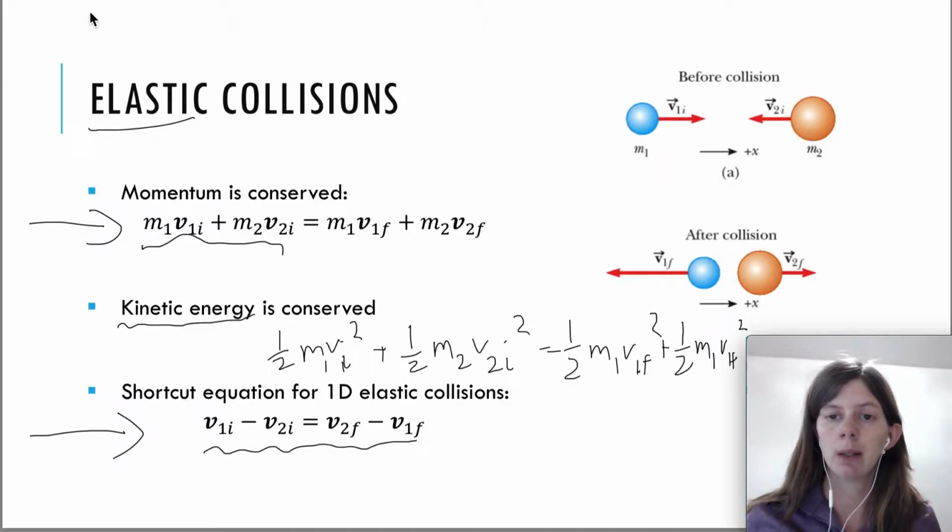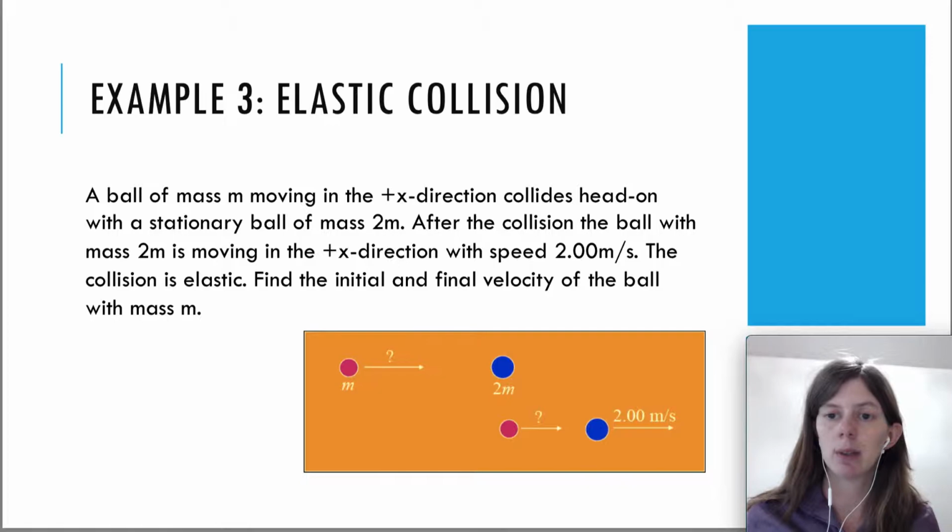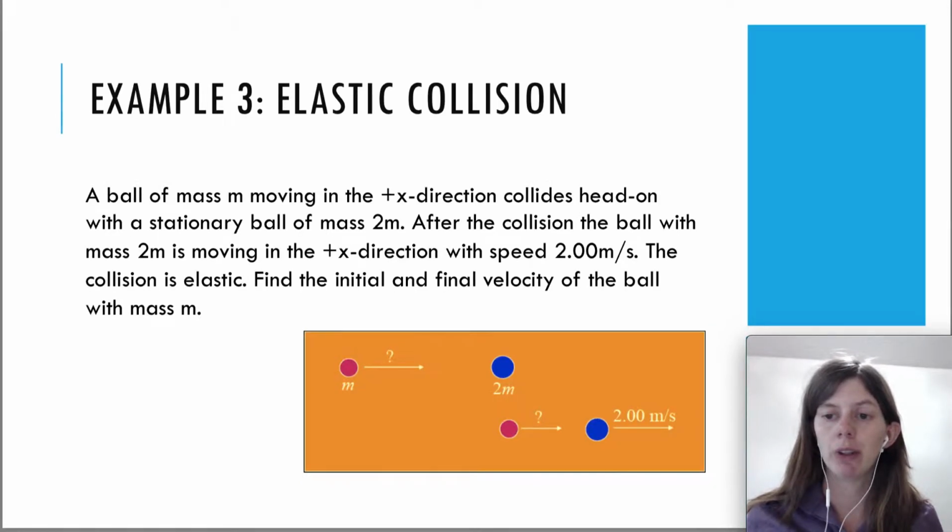So with that in mind, let's take a look at this example, which is the only example that I have for this video. We have a ball of mass m moving in the x direction. This red one here collides head-on with a stationary ball of mass 2m. After the collision, the ball with mass 2m is moving to the right at 2 meters per second, and it's telling you the collision is elastic. Find the initial and final velocity of the ball with mass m.